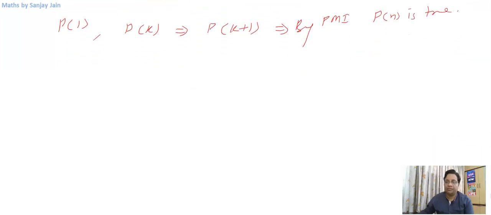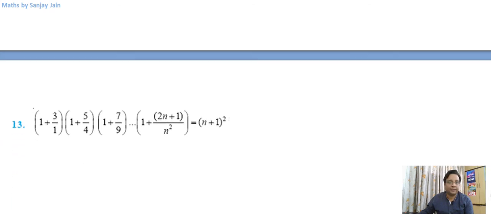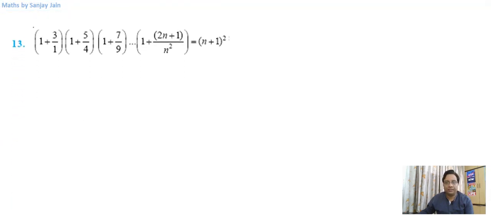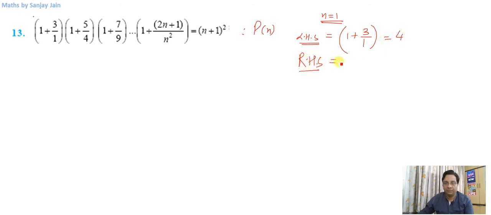So let us move to the next question, which is this. First of all, we will say that this statement, let this statement be P of n. Now we will check it for n equal to 1. So for n equal to 1, left hand side is equal to 1 plus 3 upon 1, that is 1 plus 3, 4. So what will be the right hand side for n equal to 1? 1 plus 1 squared, which is 4. So yes, left hand side and right hand side are equal. So P of 1 is true.